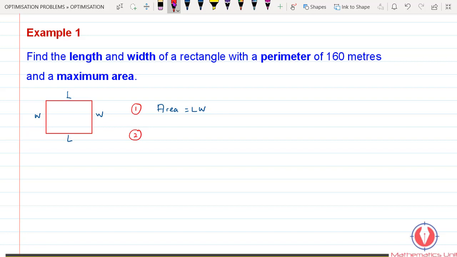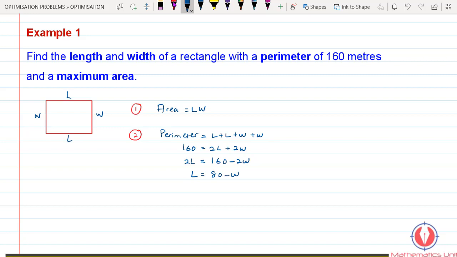To do that, we can use the perimeter equation. What is the perimeter? Perimeter is the sum of all the four sides, that is L plus L plus W plus W. And the perimeter, we know from the question, is equal to 160. So that is equal to 2L plus 2W. Now, take 2L as the subject, so that is equal to 160 minus 2W. Now, divide each term by 2. You get L equals 80 minus W.